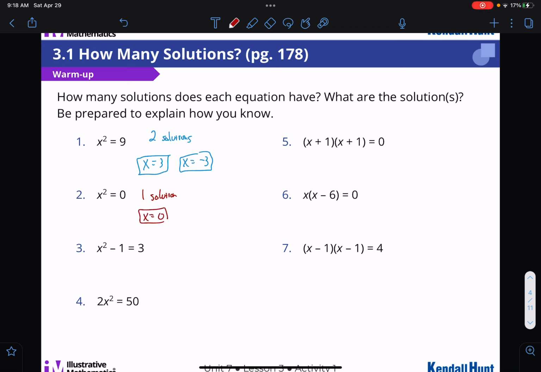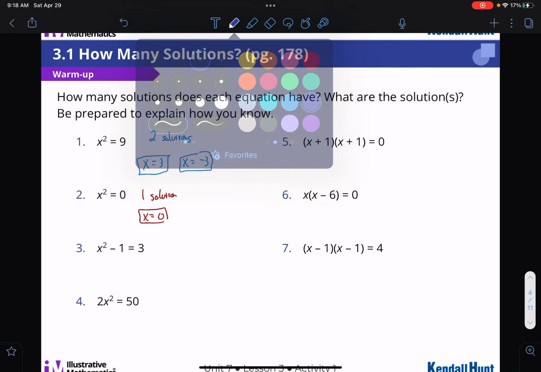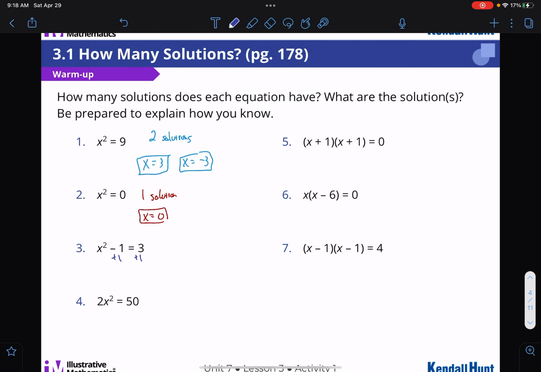In the next one, we got x squared minus 1 equals 3. So something squared, something times itself, then we're going to take away 1 from that, and we're going to get 3. Another way to think about that is if I just move this 1 to the other side, I get x squared equals 4. Something times itself is equal to 4. Well, there are two possible solutions there. x equals 2 or x equals negative 2.